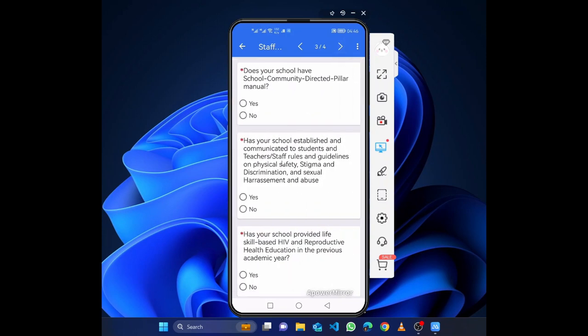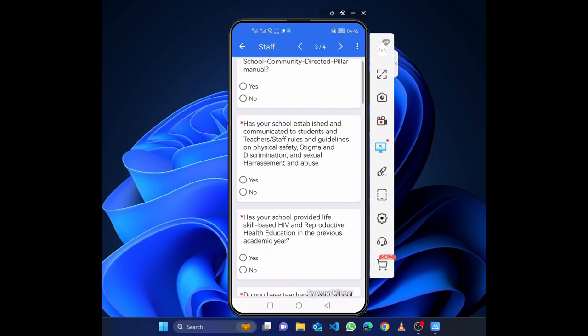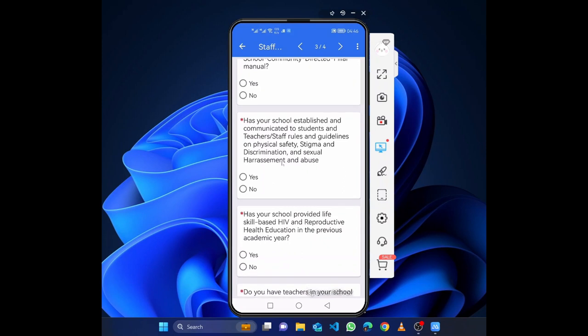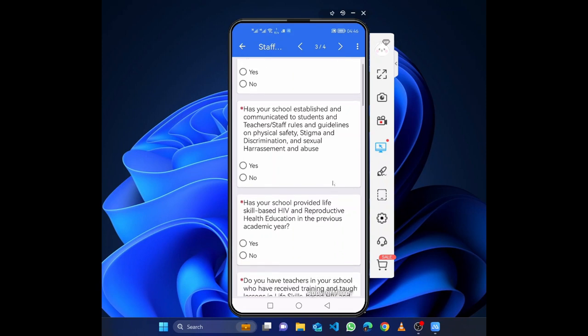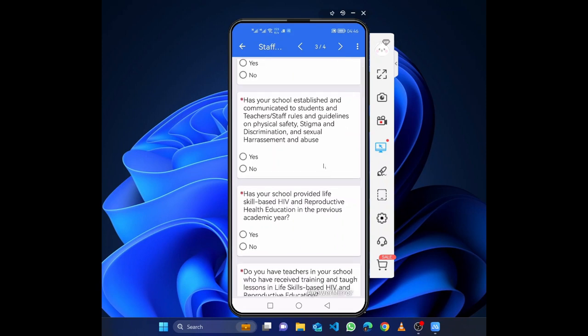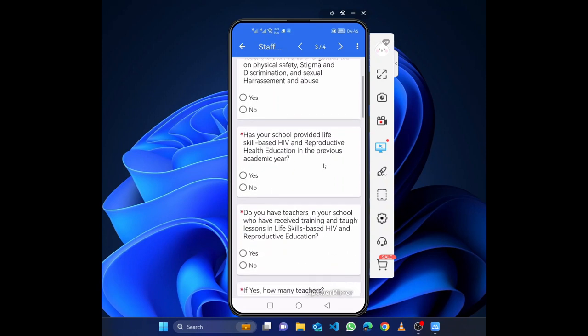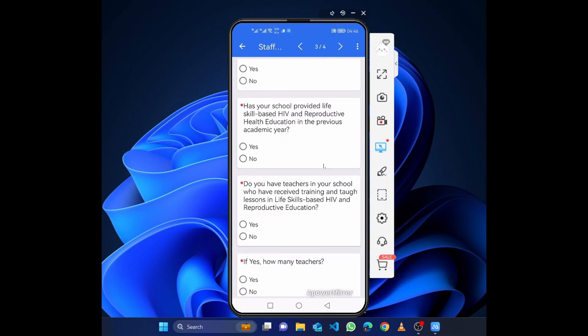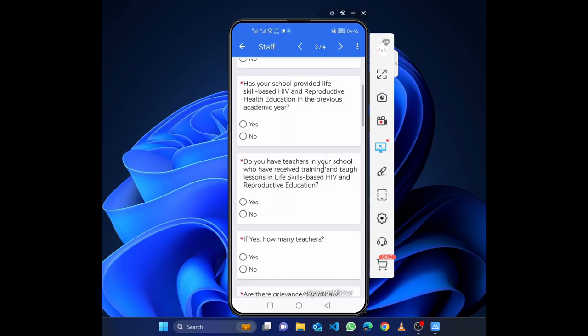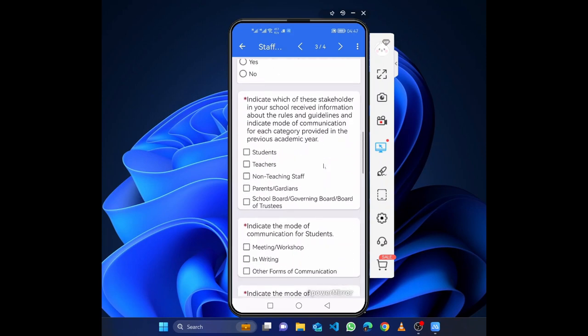Then it comes to the school community pillar, that's the director's pillar manual. Do you have it? And has your school established and communicated to students and teachers the rules and guidelines on stigmatization, discrimination, sexual harassment and abuse? Has your school provided life-based skills on HIV, yes or no? These are all yes or no questions.